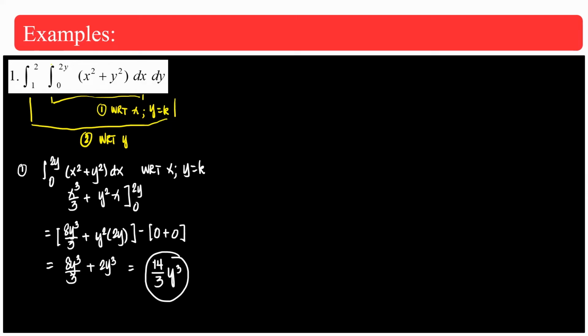But then, is that the final answer? Not yet, because I need to integrate this one a second time around. So I will integrate now from 1 to 2 the answer, which is this one, with respect to y, right? Because this one is with respect to y. So it's easy. 14 thirds is constant. I'll just bring it out.